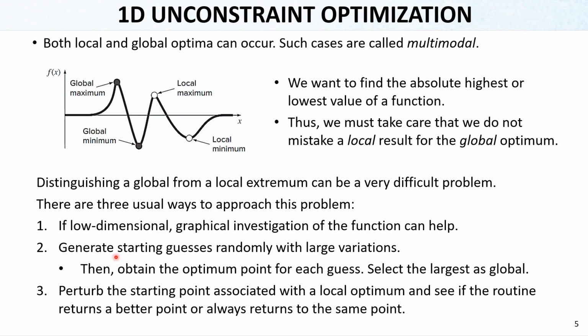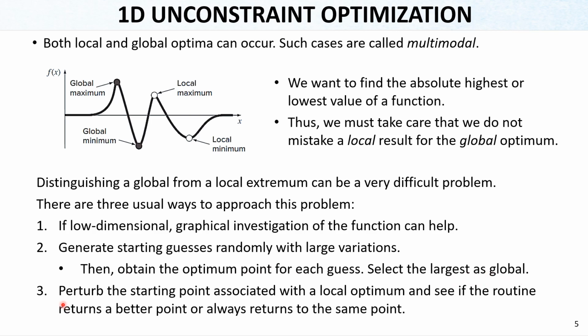And we can generate starting guesses randomly with large variations. If we are not able to do a graphical investigation, maybe because we have more than a 2-dimensional optimization, in that scenario we can start with different points here, here, here, here, here, and we can see which one gives the highest maximum or lowest minimum. It will provide us the global maximum eventually. So for each guess, we obtain the optimum point, and select the largest, or the smallest for the minimum, as the global one.